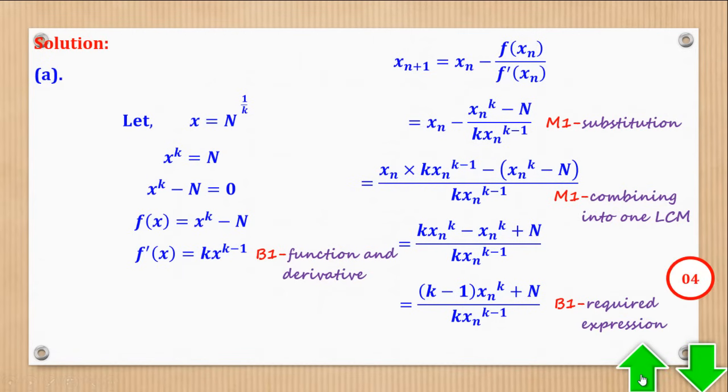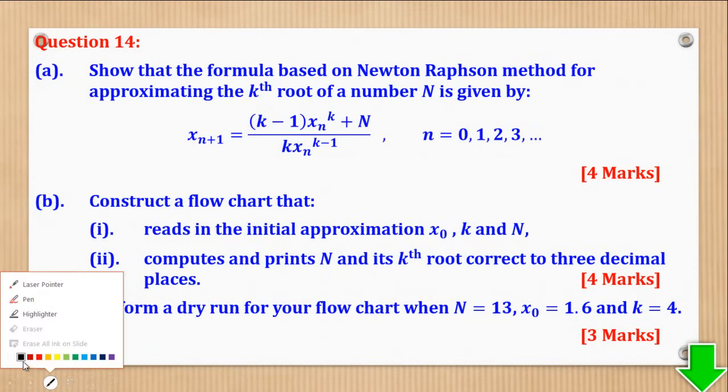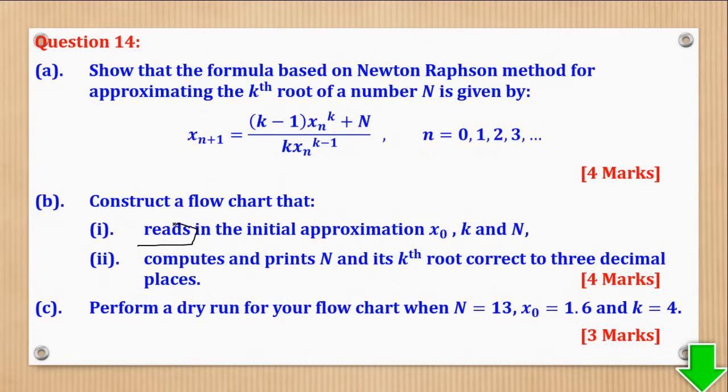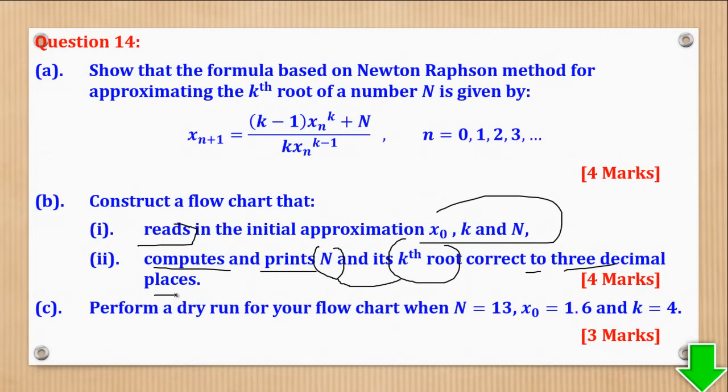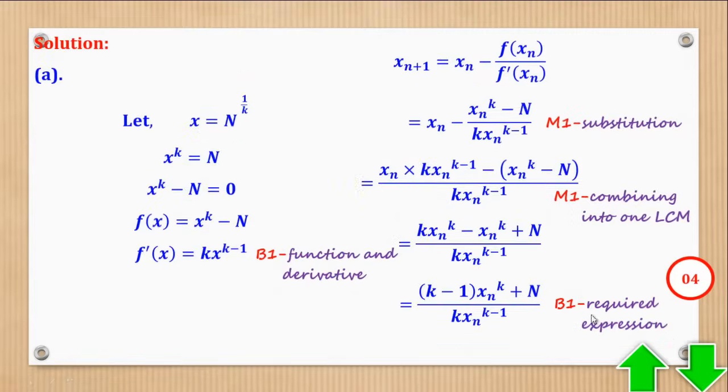Then let's go to part B. Construct a flowchart that reads the initial approximation, then computes and prints N and its kth root correct to 3 decimal places. Let's just deal with that. So there's only one condition. The condition is on the number of decimal places, which is now the tolerance.